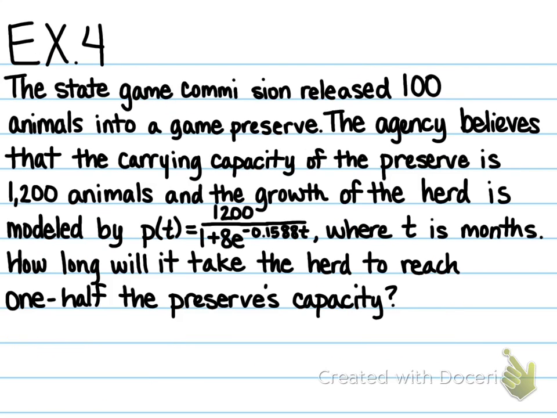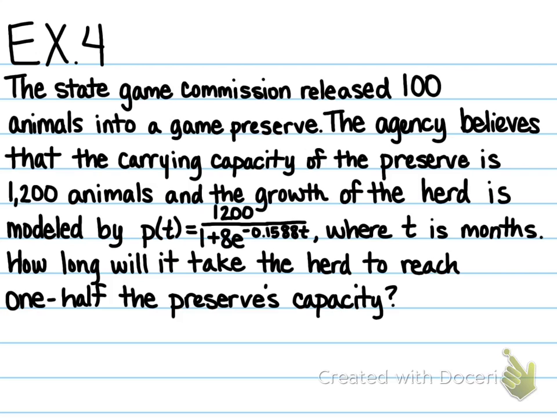Okay, number 4. Says that the State Game Commission released 100 animals into a game preserve. The agency believes that the carrying capacity of the preserve is 1,200 animals. The growth of the herd is modeled by this equation, where t is months. They want to know how long it's going to take the herd to reach 1/2 of the preserve's capacity. So we're starting out with 100 animals. We don't know what type of animals these are. The preserve will be at capacity when there are 1,200 animals. And they want to know how long it's going to take for them to reach half capacity.